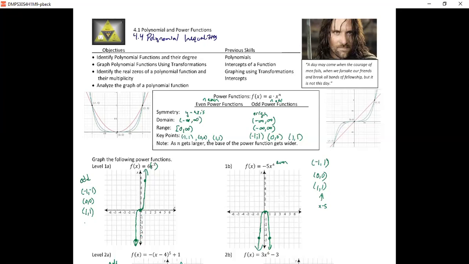Then we went into 2.4, where we discussed our library functions, our parent functions. Some of those parent functions include the absolute value function, the square root function, the cube root function, the square function, the cube function, the identity function, which is y equals x, and the reciprocal function, which is y equals 1 over x. We introduced a lot of those different functions, and we did the greatest integer. One of the big things we did from there was dilate, reflect, and translate those parent functions.